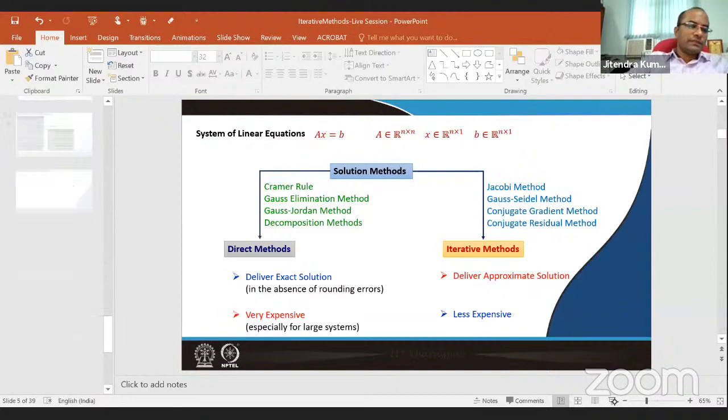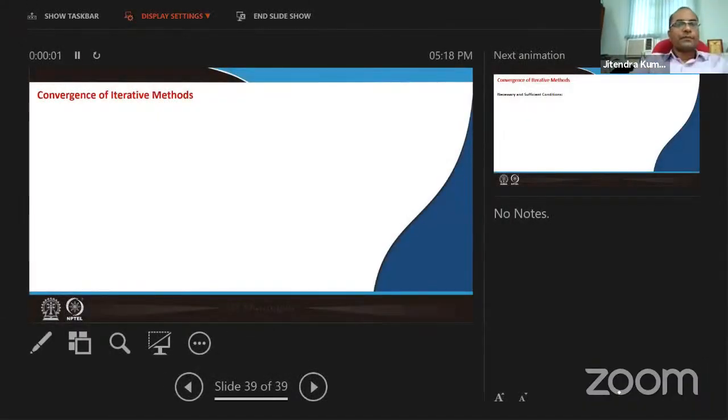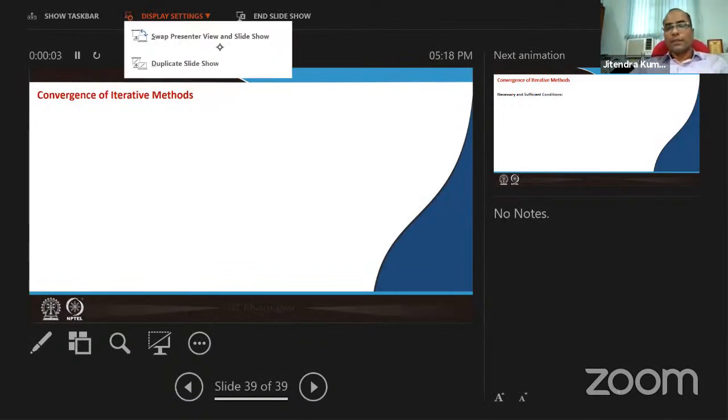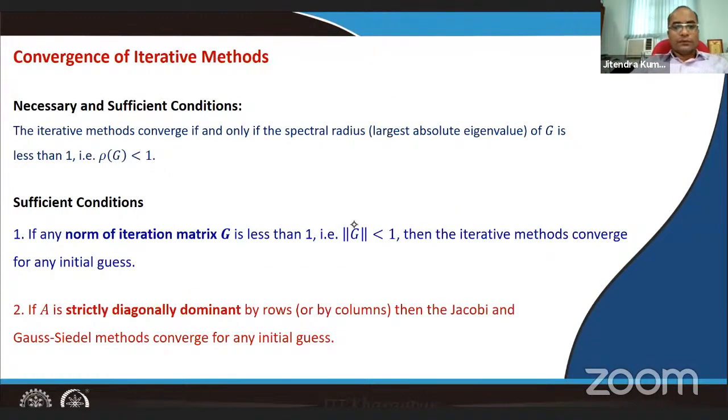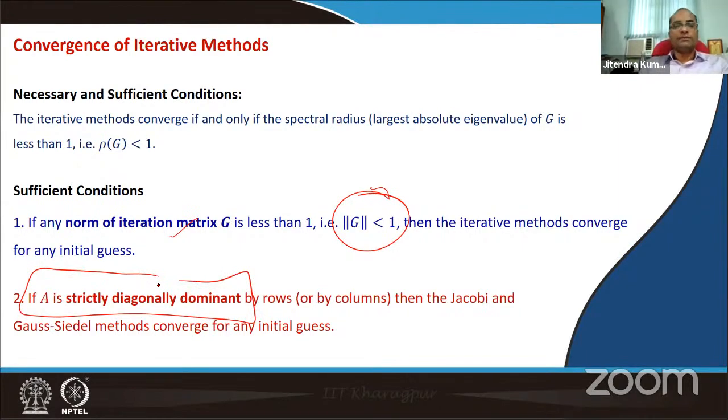So the last slide, and then we are almost done here. Here we are talking about this: if any norm is less than 1, then the iterative method will converge for any initial guess. That is also easy to check, and the easiest one is the strictly diagonally dominant condition. If you can check this, you can find out, so definitely the method will converge.